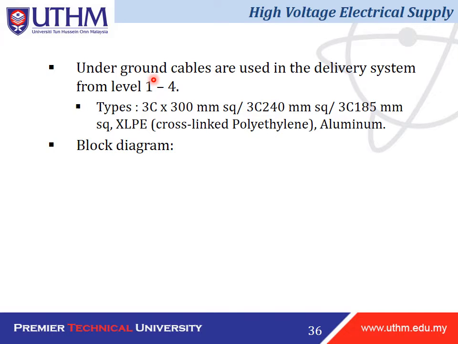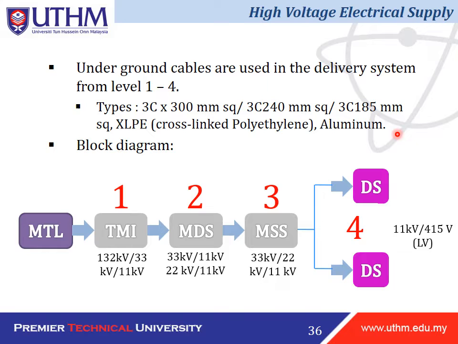Okay, for your information, underground cables are used in the delivery system from level 1 until level 4. The types of underground cable may be 3C times 300 millimeter squared and so on, as you can read by yourself. And then the block diagram of this system goes from the main transmission line, to the TMI, the transmission main intake, and then to the second level MDS, main distribution substation, and then to the third level MSS, which is main switching station, and finally distributes to the distribution station.